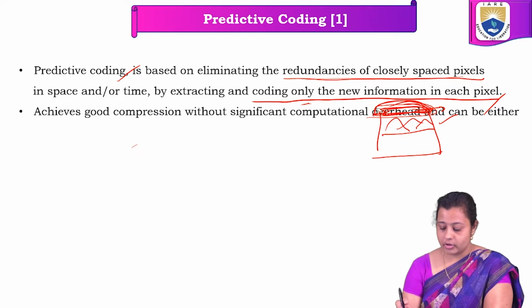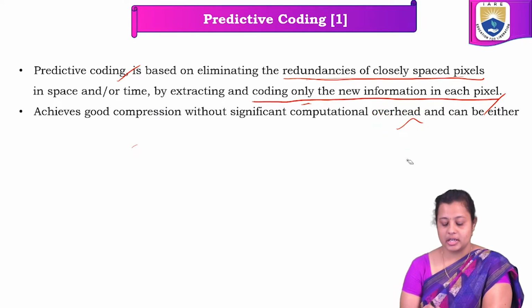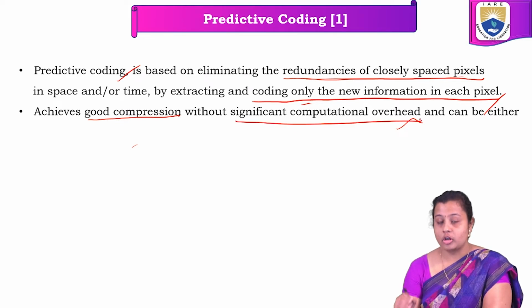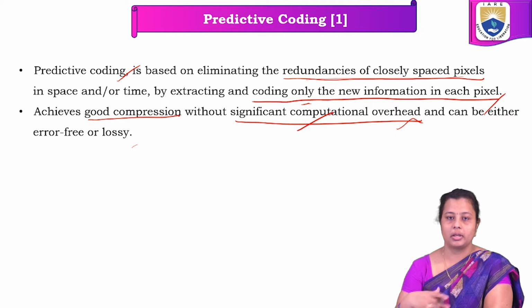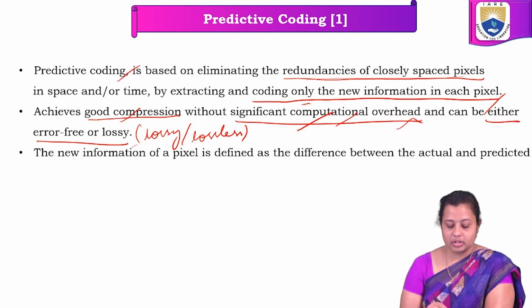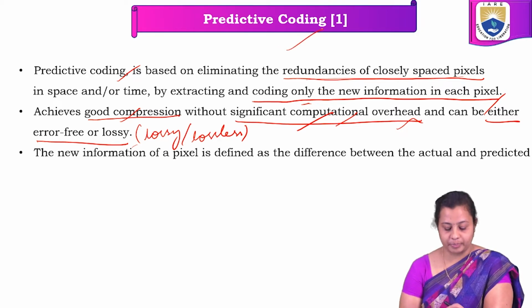So why are we going for predictive coding? It achieves good compression, I mean the compression ratio is good, so we are able to reduce the redundancy more, and we are able to achieve it without a computational overhead. A good compression is obtained, and it can be either lossy or lossless, based on the required application. So this kind of predictive coding is useful in that way.